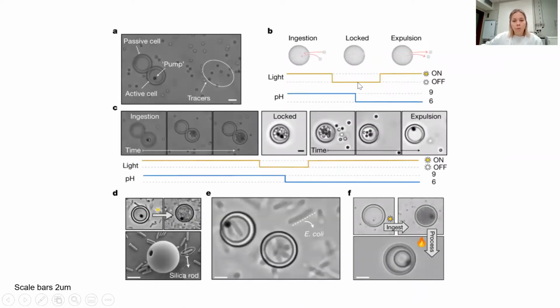So with the light on and at pH 9, material is pulled into the cells. Then with the light off, the cells are locked, so the material won't leave and no more material will be pulled inside. And then at pH 6, with light on, the material is expelled out of the cells.